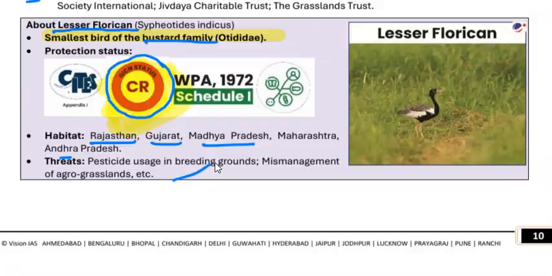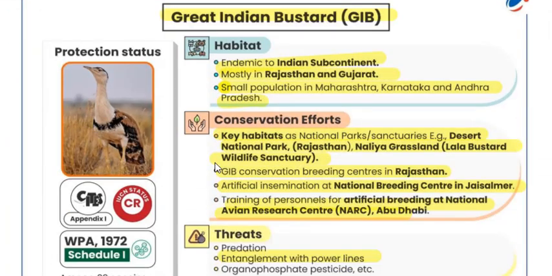The more important one, I think, for this year is the Great Indian Bustard. Actually, a Supreme Court decision has also come about this. First, look into this. This is the Great Indian Bustard. Habitat is endemic to the Indian subcontinent, mostly in Rajasthan and Gujarat. A small population is also found in Maharashtra, Karnataka, Andhra Pradesh. So this is mostly found in Rajasthan and Gujarat.